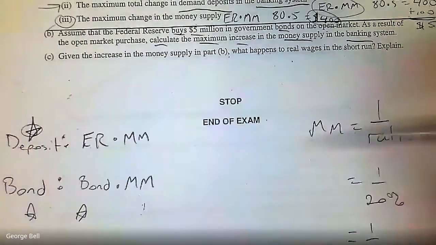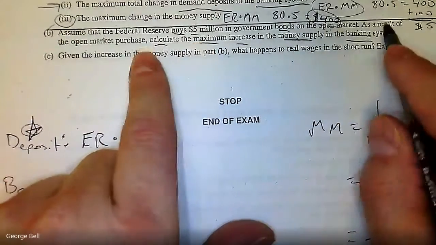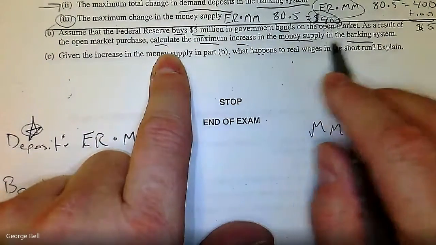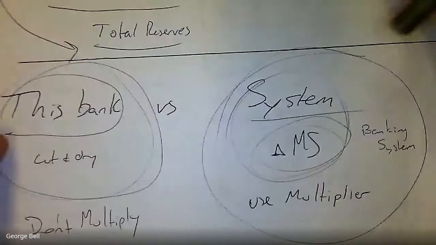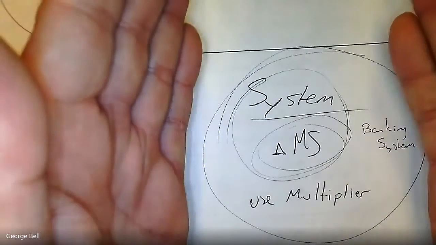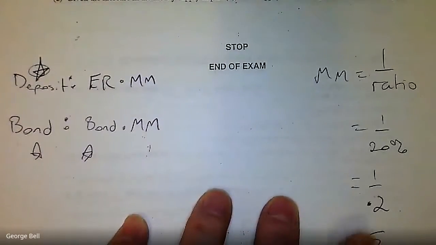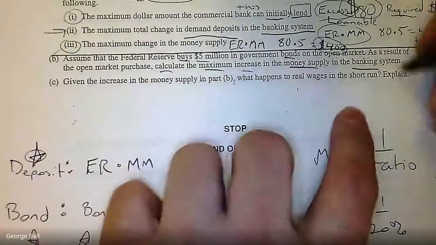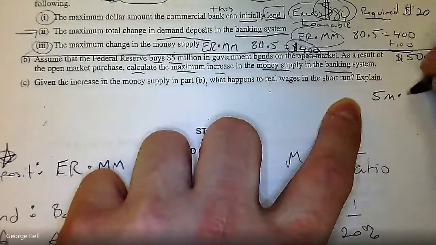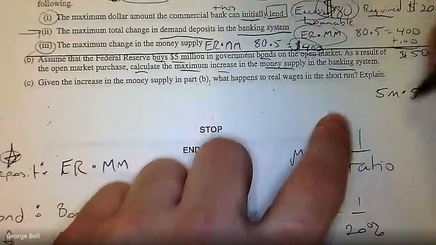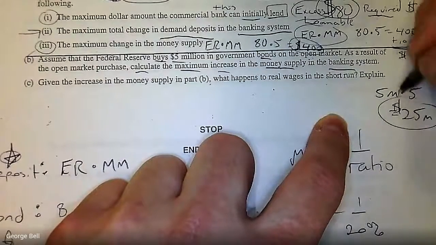This is a fact. So assume the Federal Reserve buys a $5 million bond on the open market. As a result of the open market operation, calculate the maximum increase in money supply in the banking system. Okay. They even said banking system. So this is a change in the money supply in the banking system. That means we have to use the multiplier. Multiplier is 5. We established that a little bit ago. So in this problem, letter B, what we have is $5 million bond, right, times the multiplier 5. That means letter B here is going to be $25 million. That is the answer to letter B.